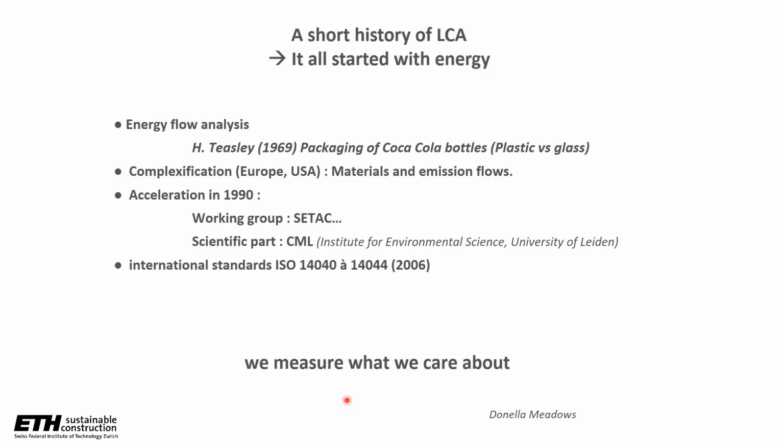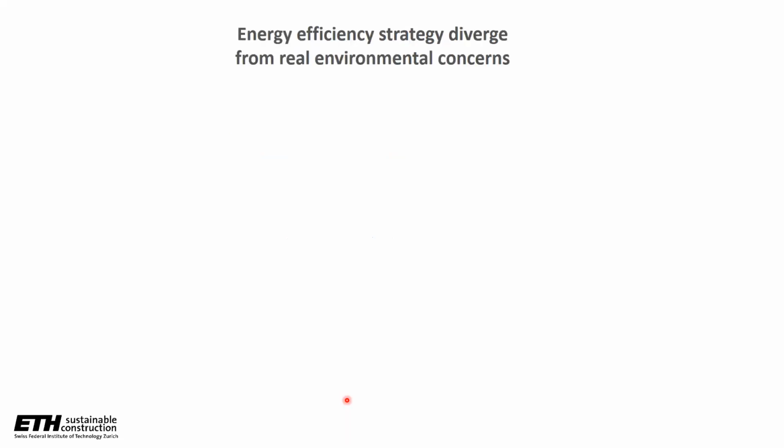So as I told you, we're measuring what we care about, but then we also care about what we measure. And I would like to show you a few examples of problems related to that, which means that if the indicator is not well chosen, we might take wrong decisions. I will illustrate that for energy and for resources. For energy, you know that we have energy efficiency strategies for reduction of energy consumption in buildings, and that, well, it's not bad, but somehow it also diverges from the real environmental concern, which is climate change.